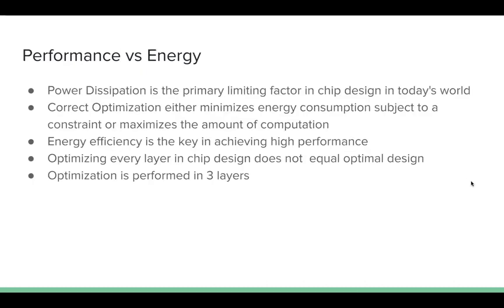So in terms of performance against energy, there are some key concepts that we noted down. One of the biggest things we had to talk about is power dissipation, since it is the primary limiting factor in chip designs in today's world. Correct optimization either minimizes energy consumption or maximizes the amount of computation. Something else we note is that energy efficiency is the key to achieving high performance, and optimizing every layer in chip design does not always equal optimal design.